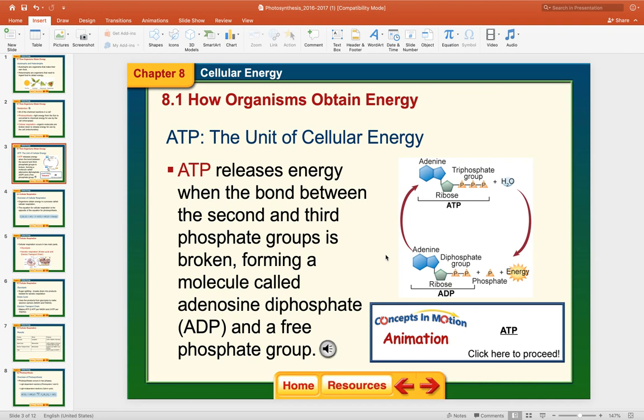The energy molecule that we've been talking about is ATP. So ATP is another way of expressing how much energy is in a molecule. There are 3 phosphate groups attached to ATP. There are 2 phosphate groups attached to ADP. So whenever we break a phosphate group in ATP, it will form ADP. When that bond is broken, energy is also released in the process.